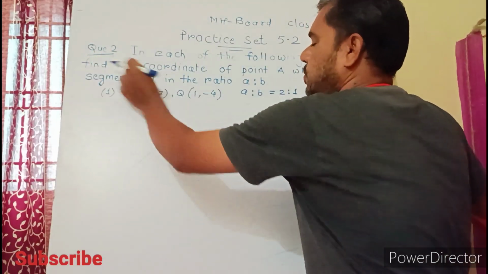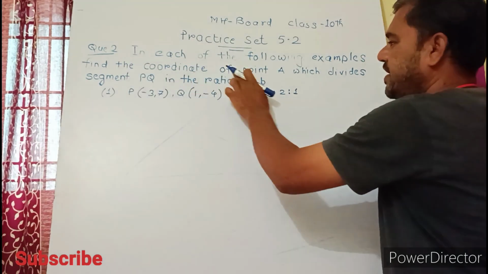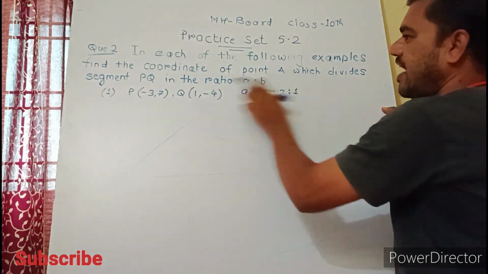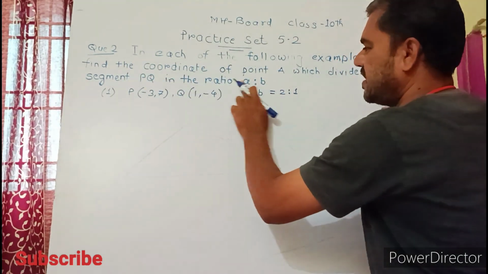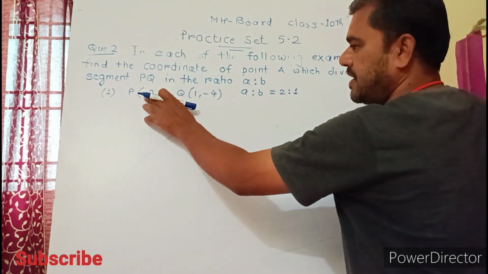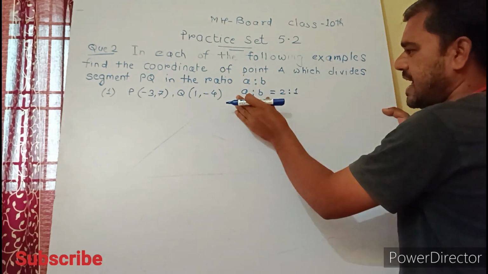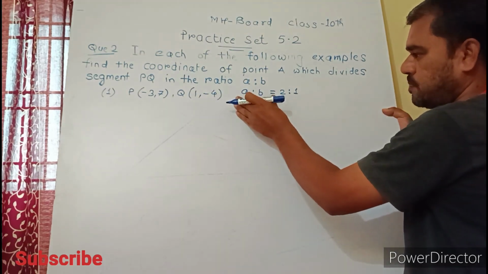Next question, question number 2. In each of the following examples, find the coordinates of the point A which divides the segment PQ in the ratio a : b. Question 1. The point P has coordinates (-3, 7), Q has coordinates (1, -4), and the ratio is given, that is a : b.